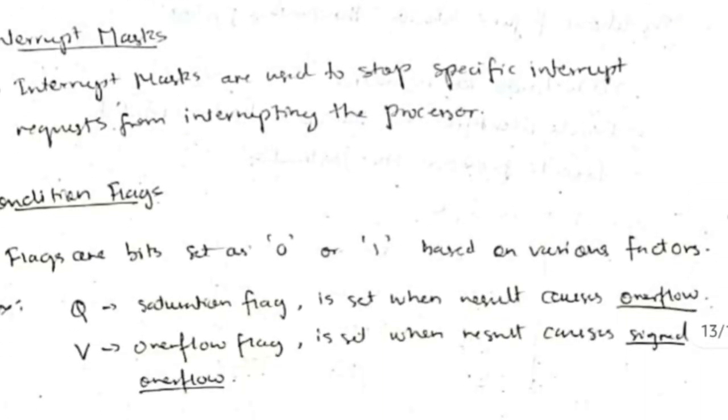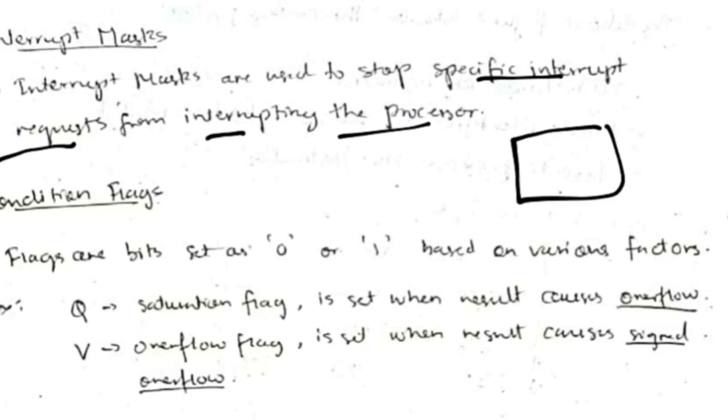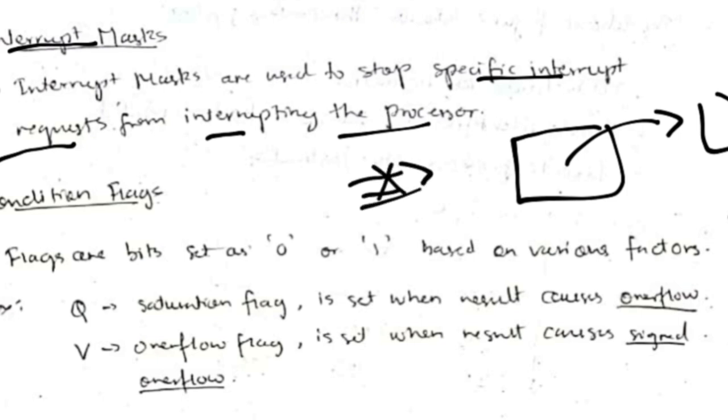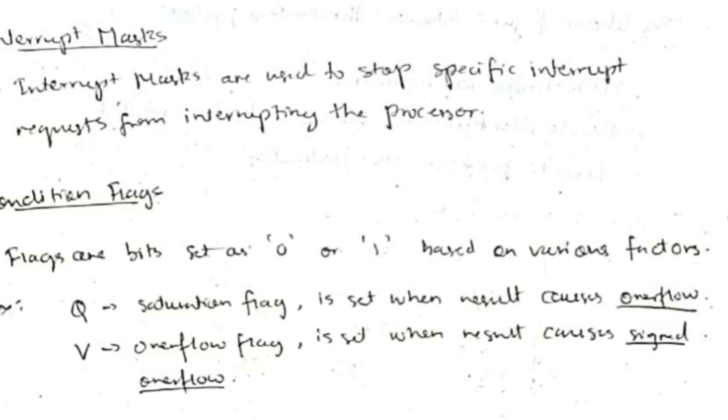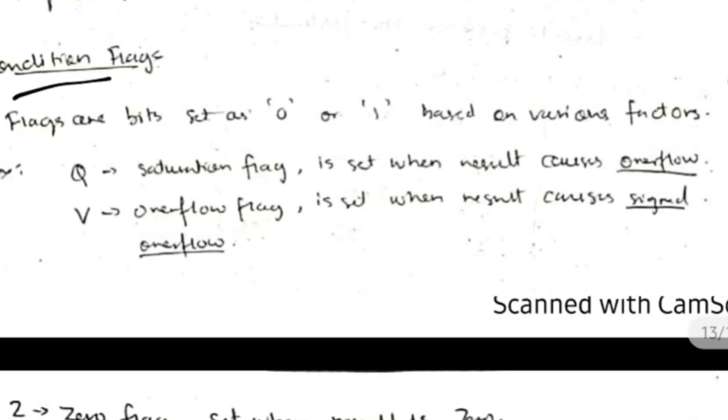And coming to interrupt masks, it's used to stop a specific interrupt request from interrupting the processor. Okay, whenever the processor is busy with some other task, at that time interrupt mask is used to stop any interrupts coming to the processor. Okay, that's known as interrupt mask. Then we have conditional flags, which we discussed earlier also.